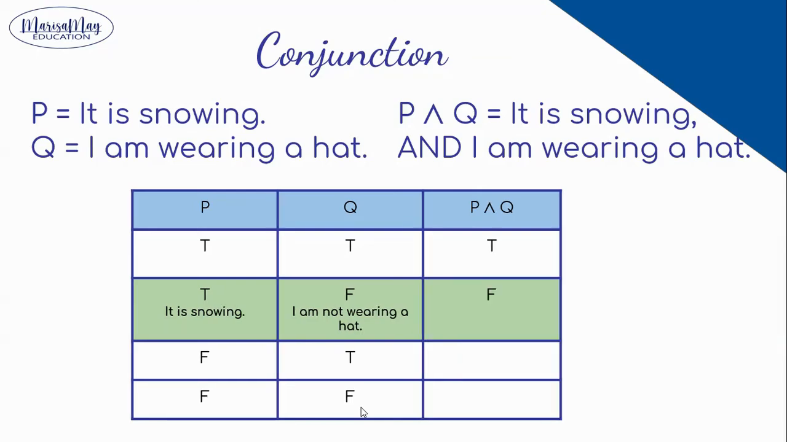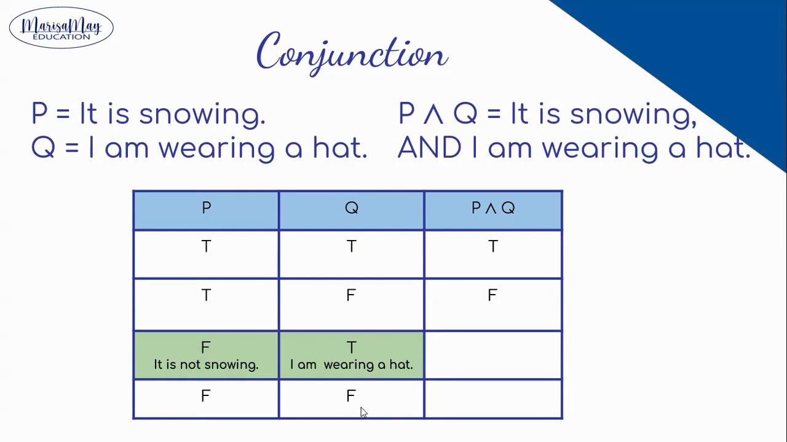Let's look at the third one. If P is false, it is not snowing, and Q is true, I am wearing a hat, then P and Q cannot be true, because in order for P and Q to be true, it has to be snowing and I have to be wearing a hat. Since it's not snowing, this one cannot be true.